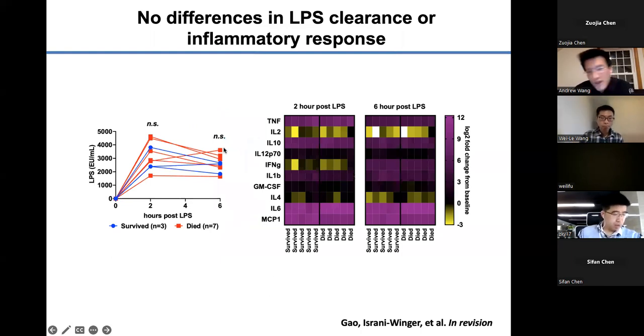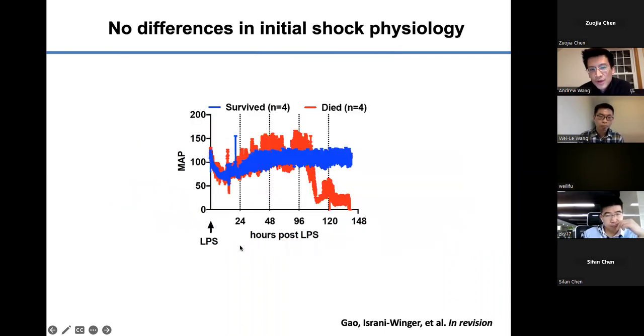So we checked a lot of things. I'm going to show you just some of them, but we checked, for example, whether or not LPS, after you gave it to them, was cleared at the same rate between survivors and those that died. We screened lots of endocrine cytokines to see whether the response after LPS in terms of the inflammatory magnitude was the same, and we didn't find any difference in those either.